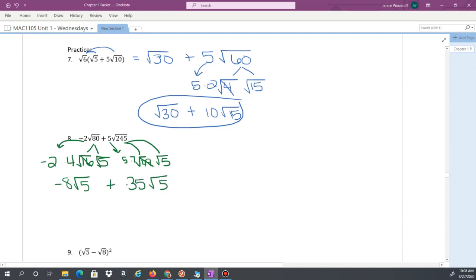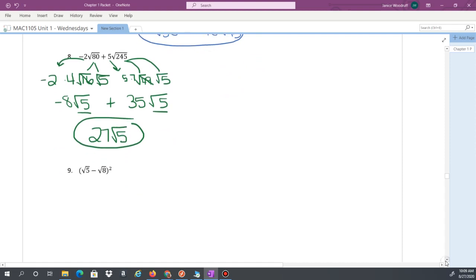And there's a plus sign in between, so bring that down. Now, because these radicals are exactly the same, now you can do -8 plus 35. So that's going to give you 27 radical 5. Okay, then we have number 9.